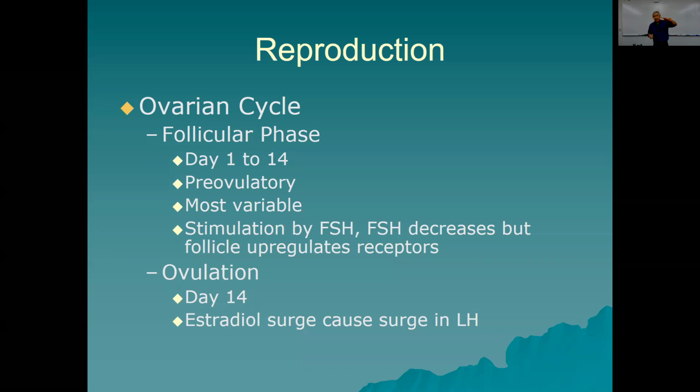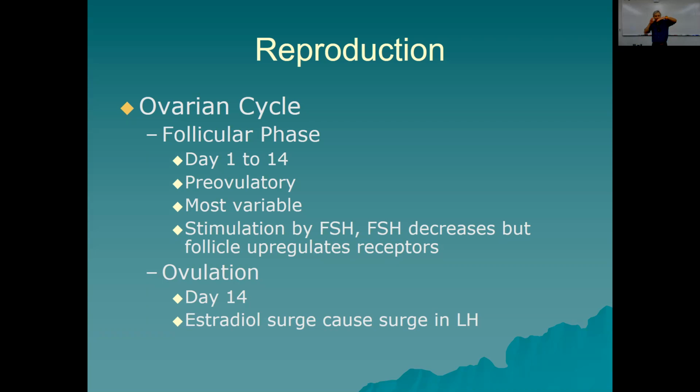FSH decreases over the course of this follicular phase, but we'll see that estrogen actually increases a little bit. And so what is thought is that these primordial follicles, primary follicles, compete for FSH. The ones that make the most FSH receptors win this little competition and become the egg of the month, and the rest degenerate. So these follicles upregulate receptors to gather more and more FSH, because FSH falls over the course of the follicular phase. Then at ovulation, it gets turned around.